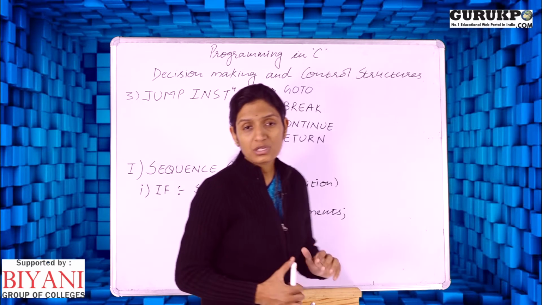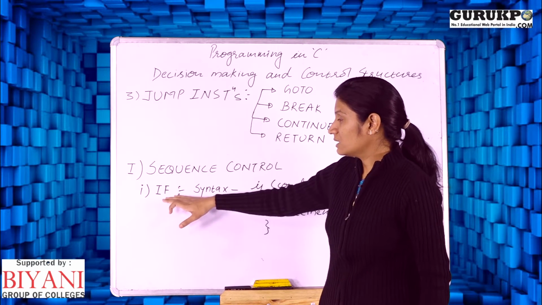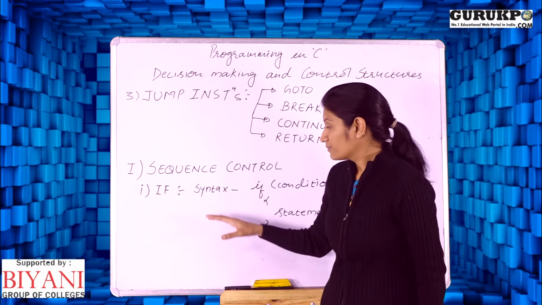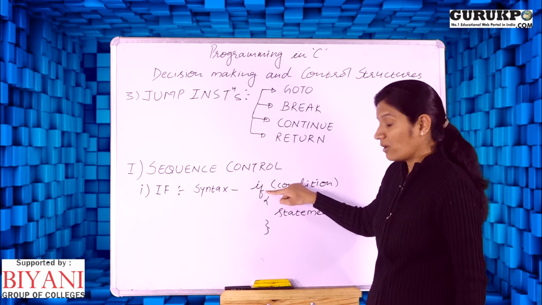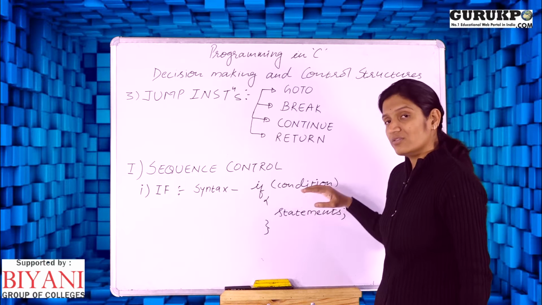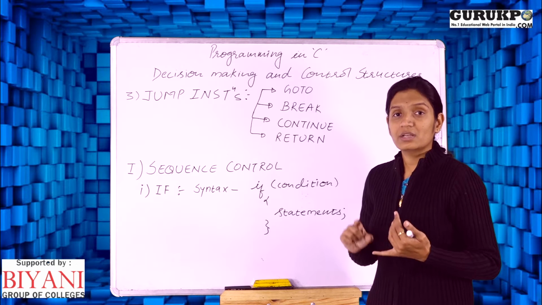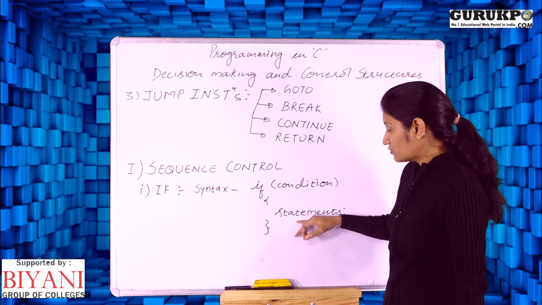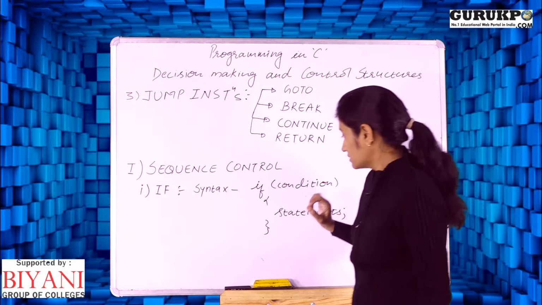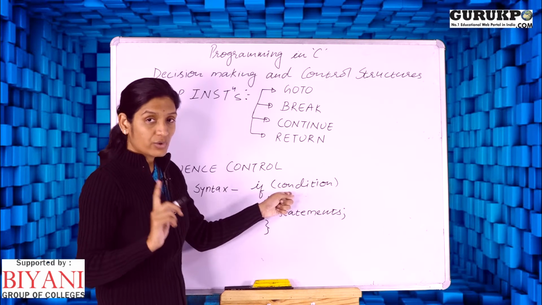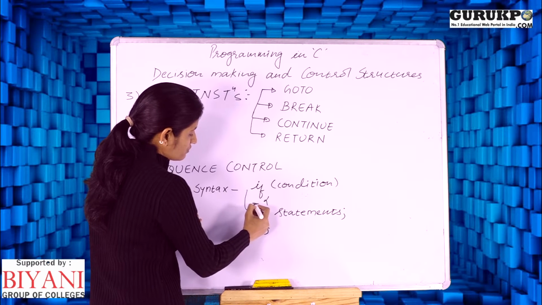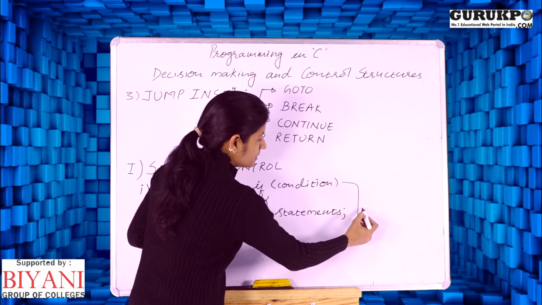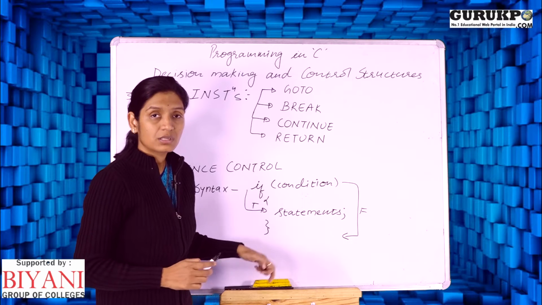Now let's start with the sequence control instructions. The basic category is the if statement, sometimes we call it logical if, in which we don't have any else part. The basic syntax for writing if is: you write if, this is the keyword, then the condition. Whatever the condition is, it must be a logical expression and it must evaluate either to true or to false. Then the set of statements that we want to execute. When the condition is true, only then will these statements be executed. If the condition becomes false, then these statements will be skipped and we will come out of this if block.